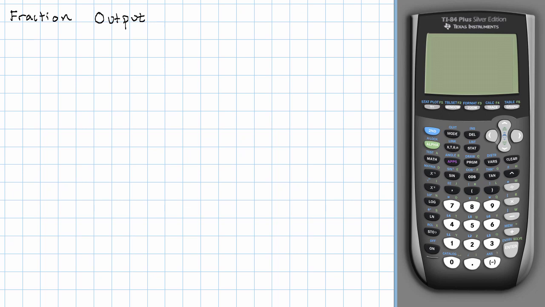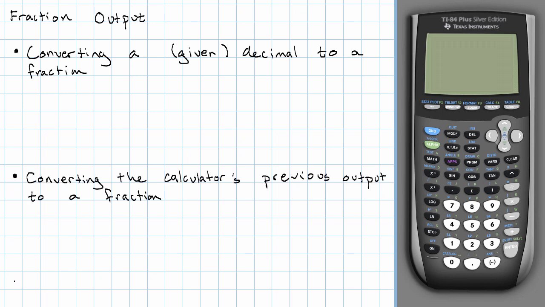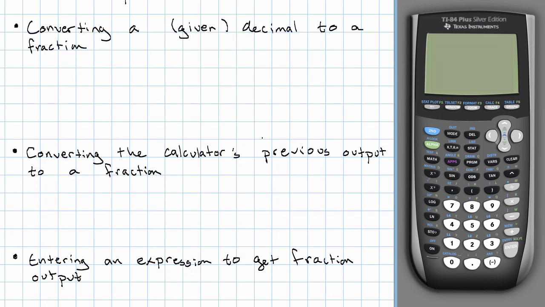So I'm going to talk about this in three ways. I'm going to talk about this from the perspective of converting a decimal to a fraction, from the perspective of converting finished output to a fraction, and from the point of view of entering an expression and making the output into a fraction in one step. So converting a given decimal to a fraction.